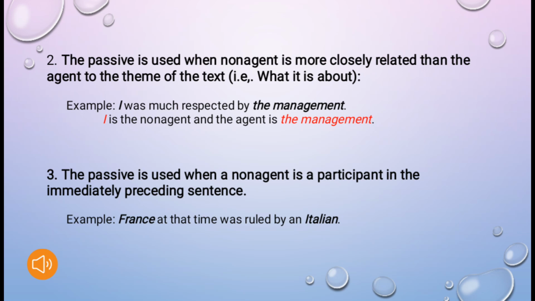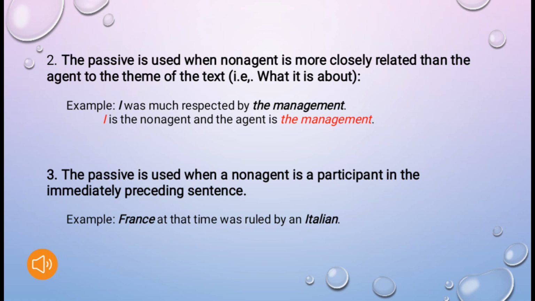So for example, I am the employee, and the whole management is my rival. So I myself, as an employee, am being respected more than the management. Okay, so that is what this sentence is trying to portray or convey.